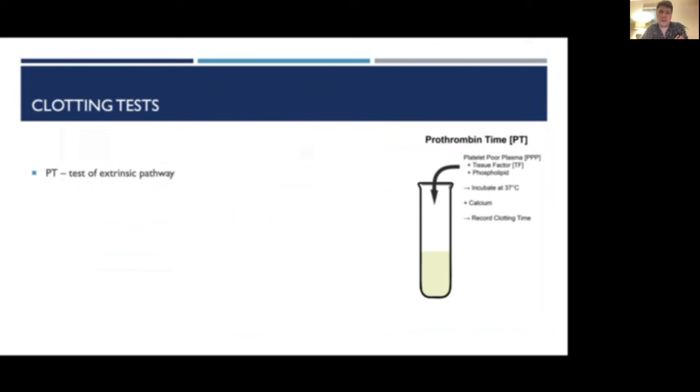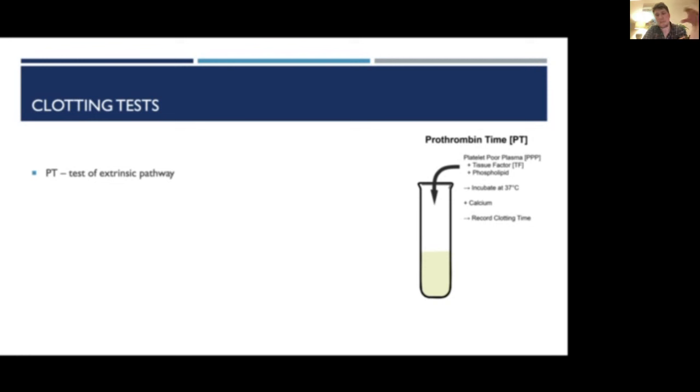And then you add in something else to emulate the human body. So you add in some phospholipid, so a surface to act on. You emulate it further by incubating the entire thing at 37 degrees Celsius, or body temperature. And you add in calcium. Now, the reason you've done that is when you take the blue top bottle, you have a citrated tube, which immediately, as soon as the blood hits that, leaches all the calcium out of that sample. And without calcium, the clotting cannot happen. So it halts that process at the time that there's a sufficient mixing of those.